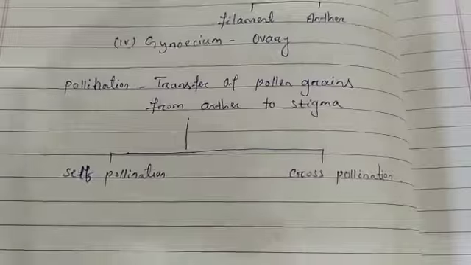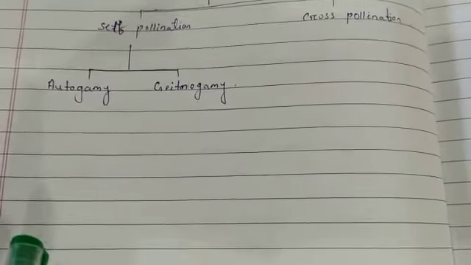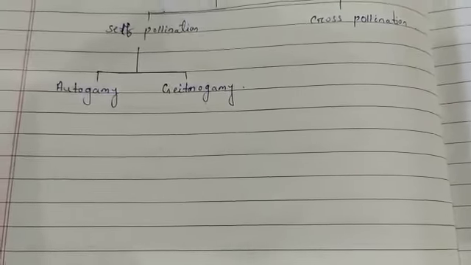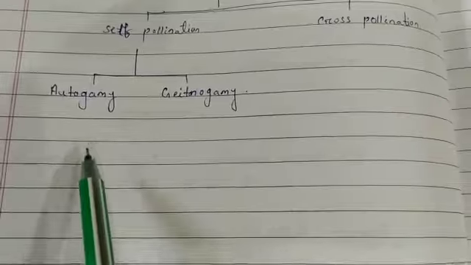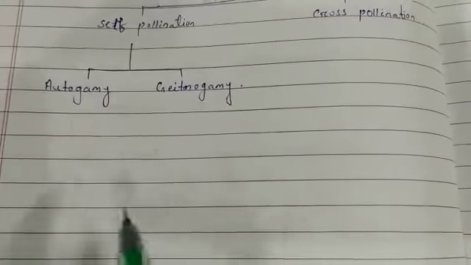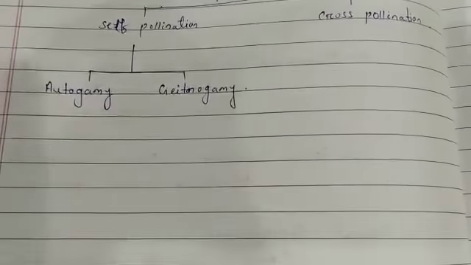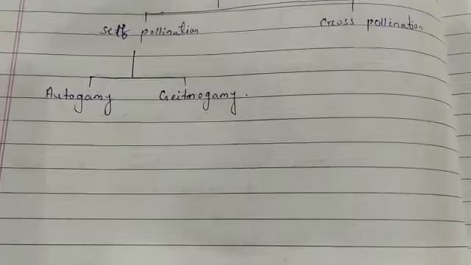Self-pollination is again of 2 types, autogamy and geitonogamy. Autogamy occurs within individual flowers without the help of an agent. The anther simply opens and the pollen falls on the stigma, without any agent helping in the dispersal.